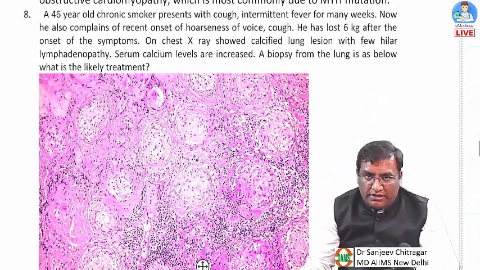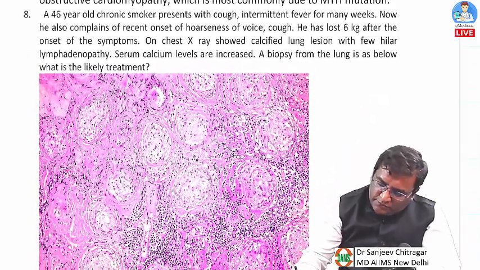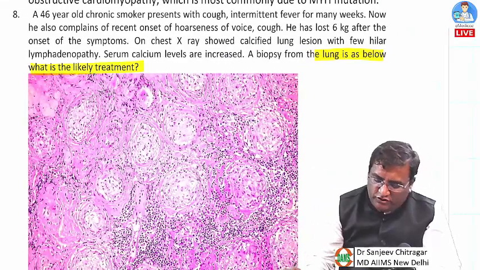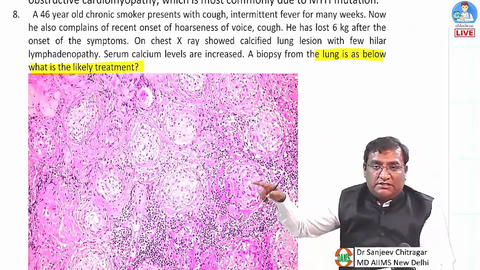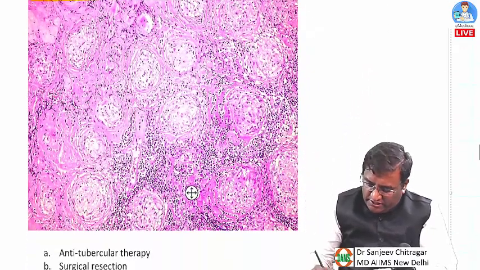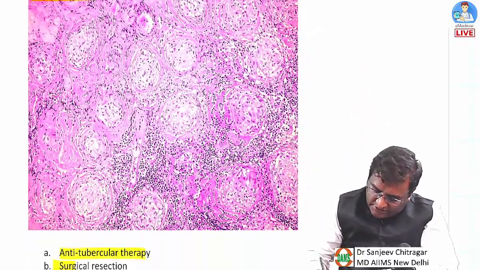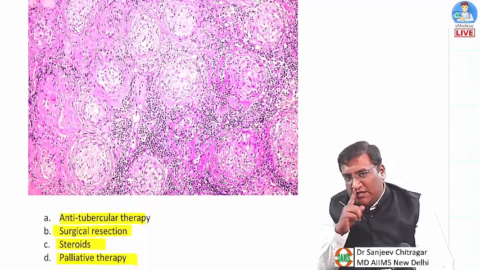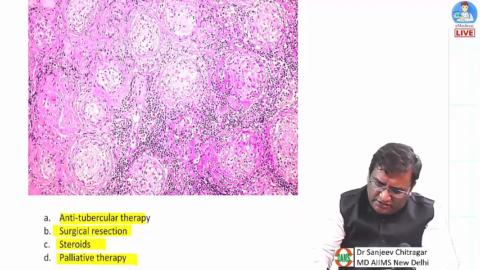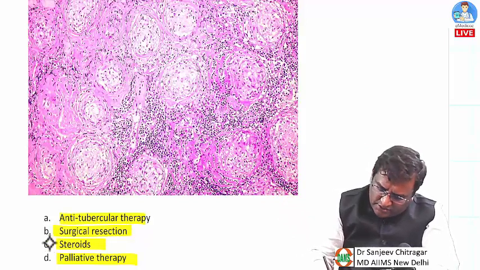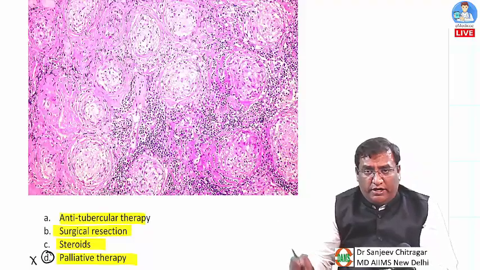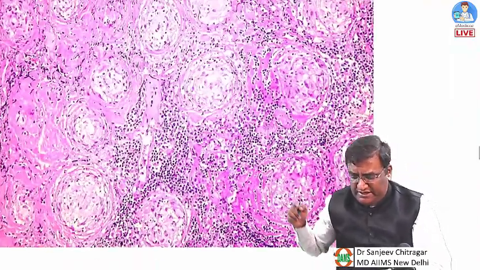Next question, last line. A biopsy from the lung is as below. What is the likely treatment? So this is a lung biopsy, and what is the likely treatment has been asked. The options given are anti-tubercular therapy, surgical resection, steroids, palliative therapy. So 4 options are given to us. I can see something here. First thing, remember, palliative therapy will be given only if it is a cancer. I don't see any cancer here. I rule it out because I am seeing no neoplasia.